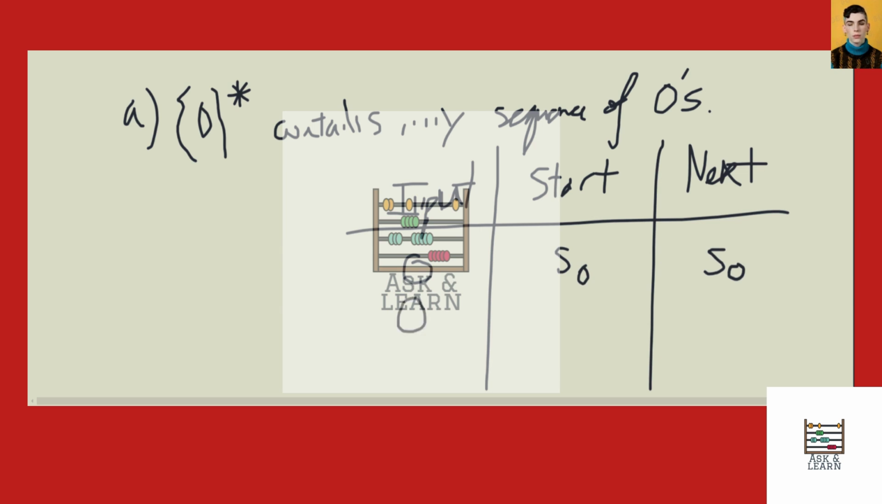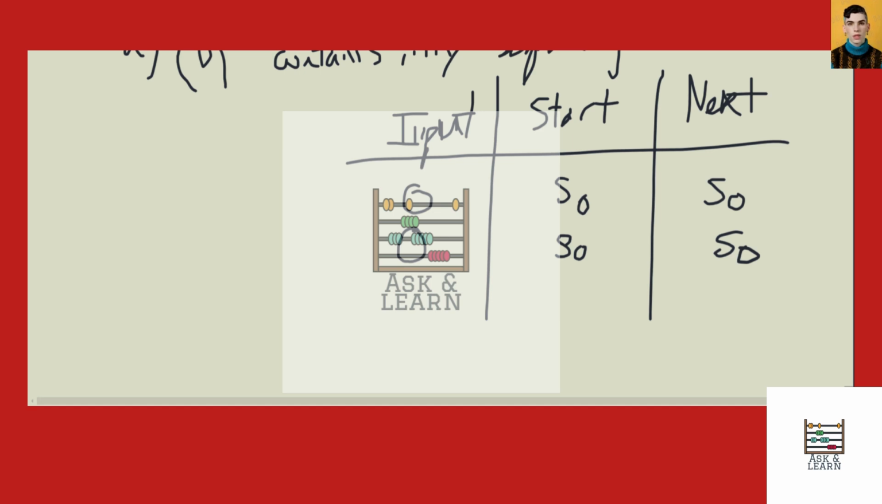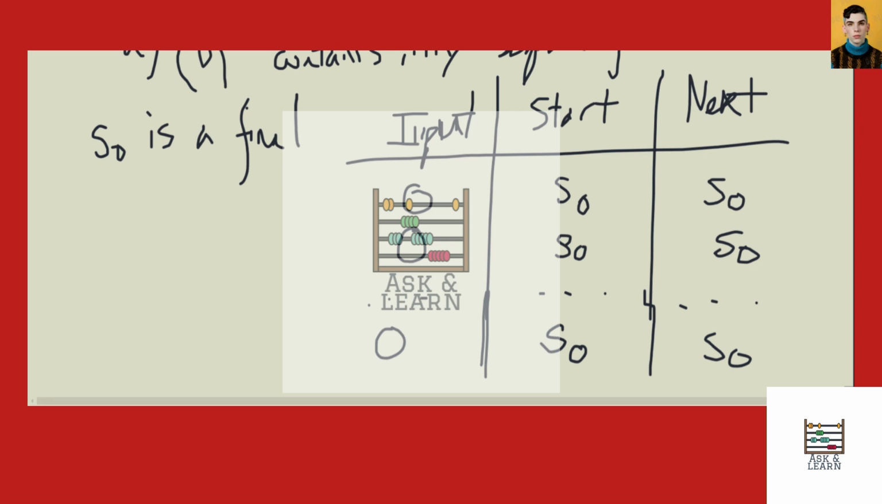The next input is 0, our start state is S0, so our next state again is S0, and we see that this pattern is going to continue until we reach the last input, which will be 0, and at this stage the start will still be S0, and so it follows the next state will again be S0. And we have that S0 is a final state. Therefore, it follows that the strings are recognized by the automaton.